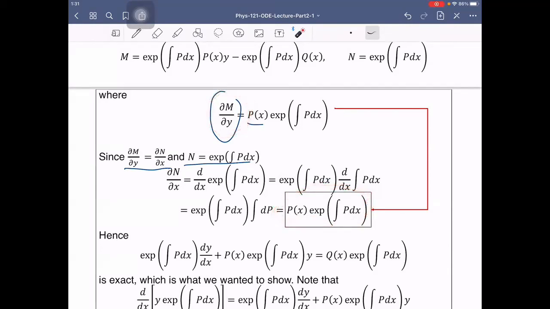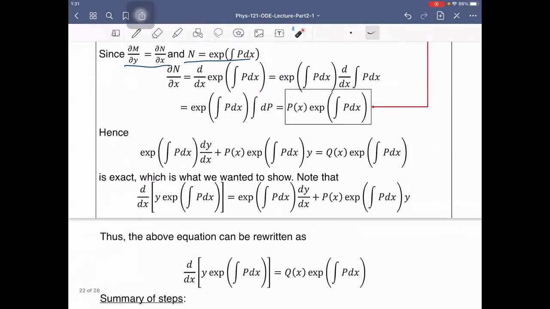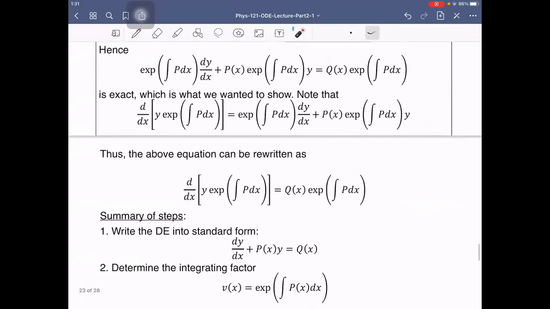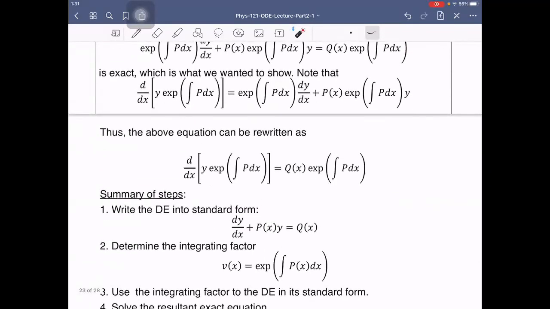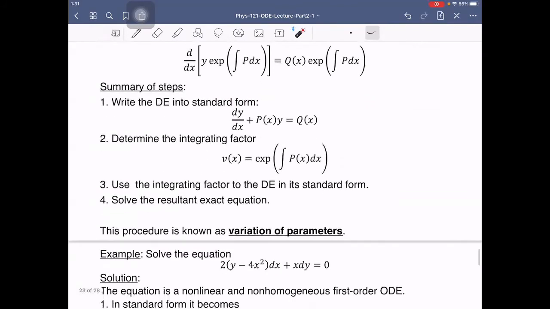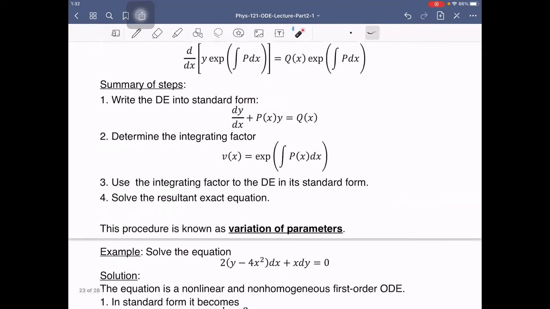So, therefore, we have shown that partial M over partial y is equal to partial N over partial x. So the equation is exact. Alright? So we can write this equation as this one to make it simpler. Okay? So, here is a summary of how we solve this kind of equation.